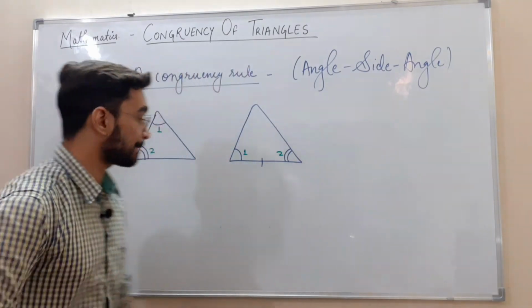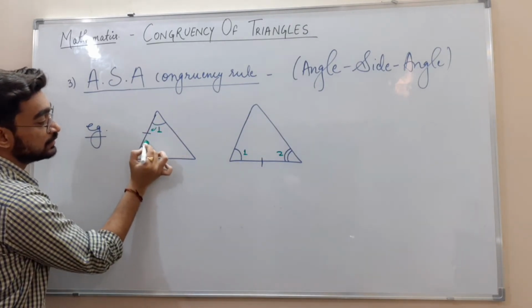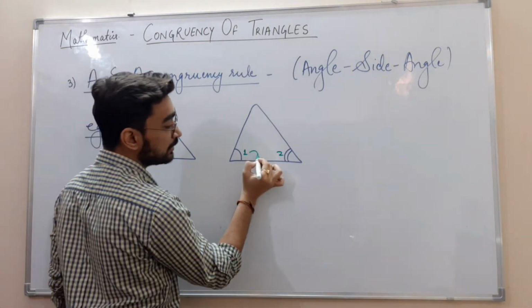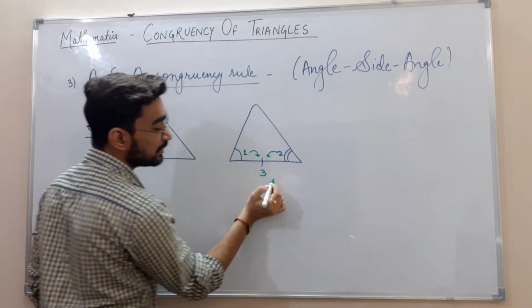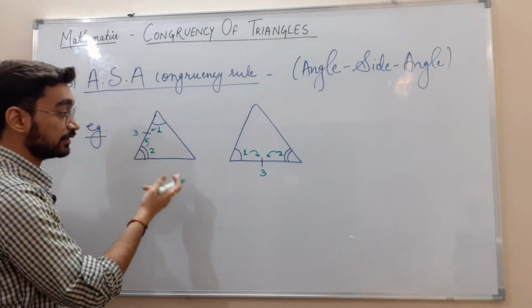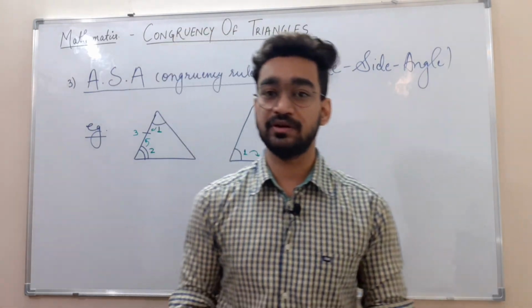the included side. See, this side is coming between these two angles. So this is my third side. So you can see these two triangles are congruent to each other by using ASA property.